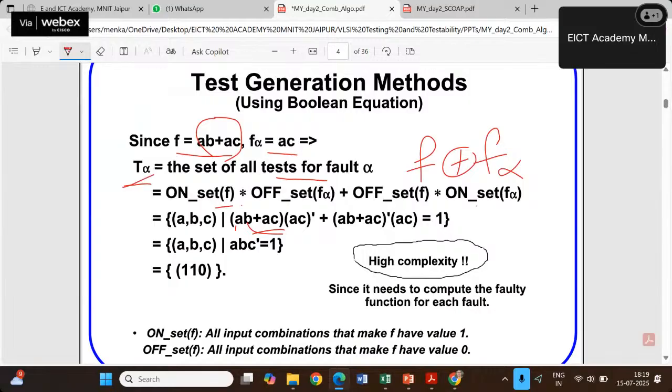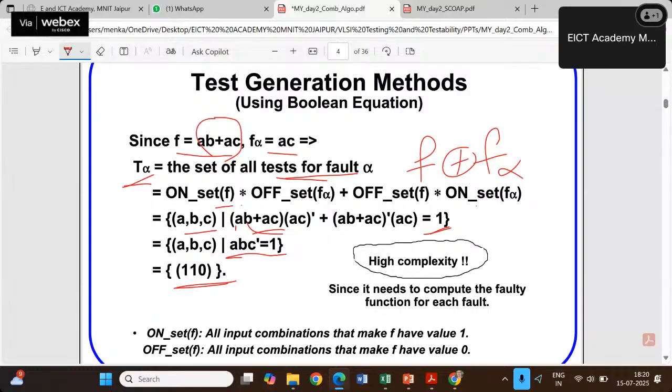By definition, T alpha is expected to be the set of all tests for fault alpha, where ABC while F XOR F alpha is expected to be 1. So we got ABC dash equal to 1. It means we are left with the 110 test set. So this is the test vector. And the way we have generated it is known as the Boolean equation method for test generation.